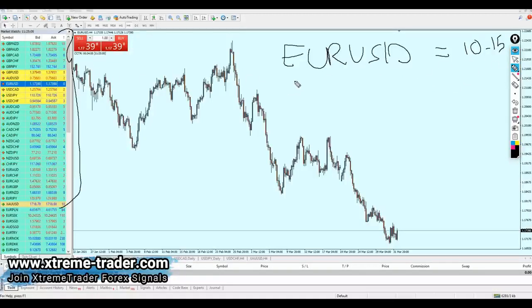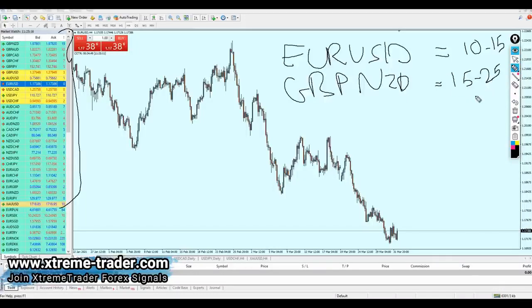If we are entering, for example, the pound NZD, it's a different story. We can aim between 20, or actually let me be more specific, 15 to 25 pips of profit, because the pair is going to move faster and provides higher volatility.